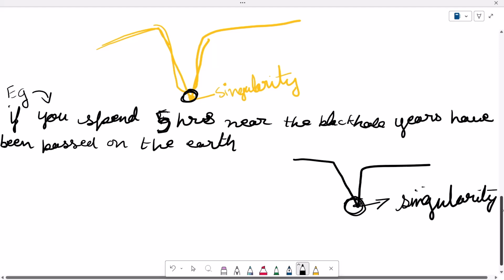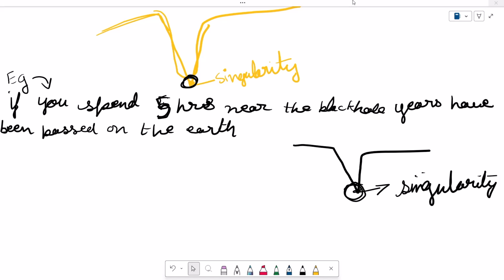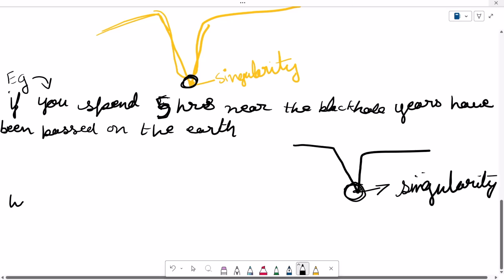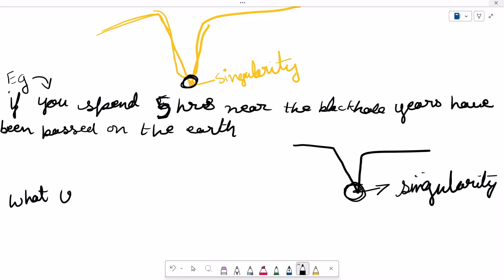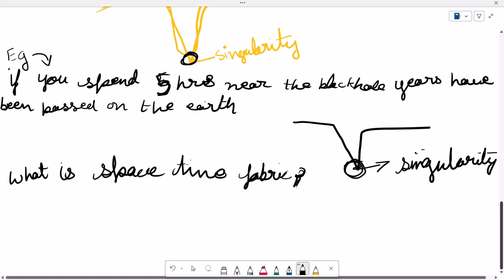Now a question arises: what is the space-time fabric? Drop your answers in the comment section below. What is the space-time fabric?